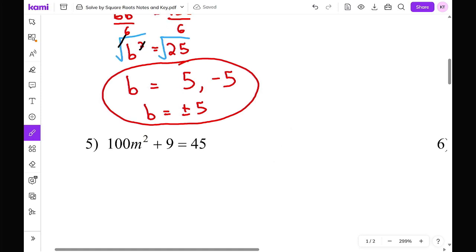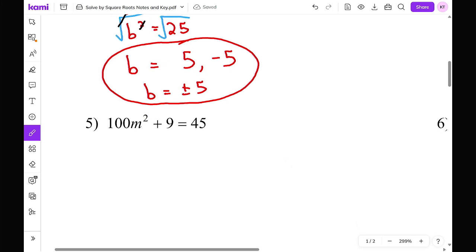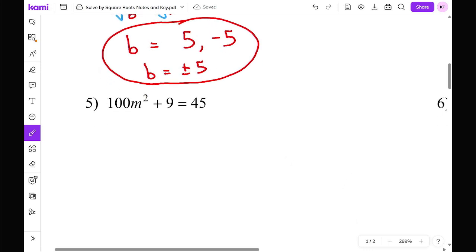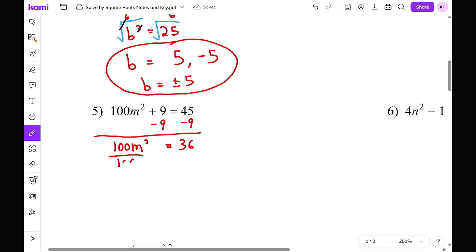So we're going to still start out the same way because the question's set up the same. We have 100m squared plus 9 is equal to 45. First step here, subtract my 9 from both sides. I get 100m squared is equal to 36. And then my next step would be to divide by 100 on both sides.